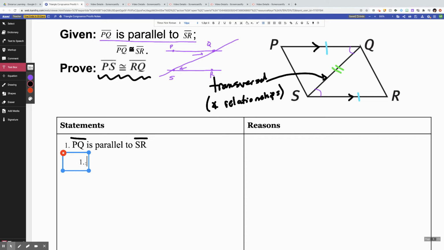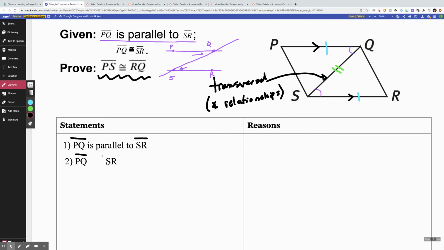Okay, so I have PQ is parallel to SR. Sorry, it's not allowing me to write this in the way that I want to. Hold on. There we go. I can also say PQ, I'm going to leave a little bit of space because I'm going to have to draw that in, is congruent to SR. PQ is congruent to SR. My reason for both of those is that that was given to me. So that's given information.